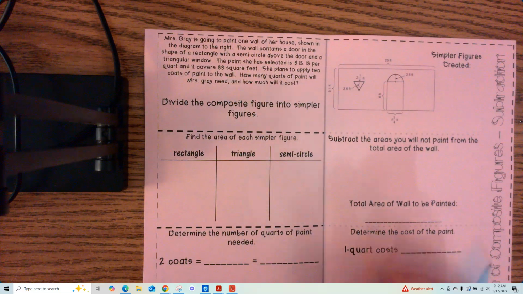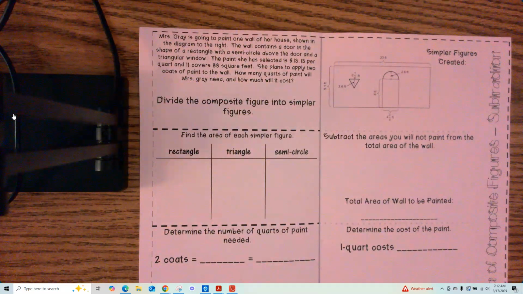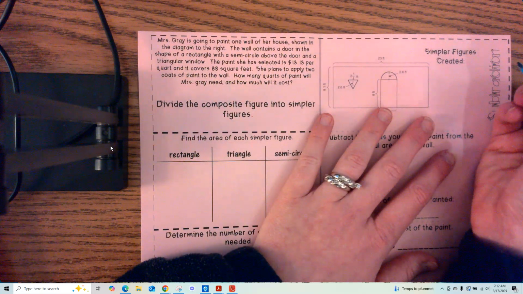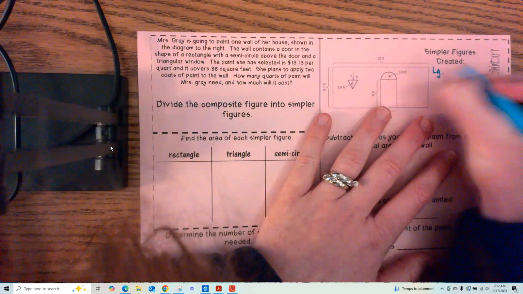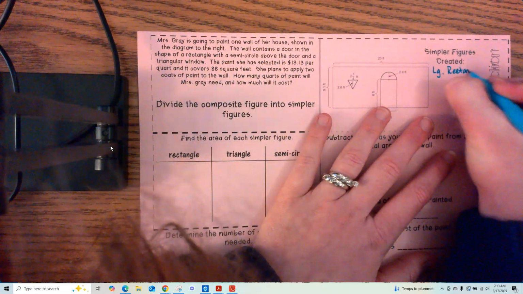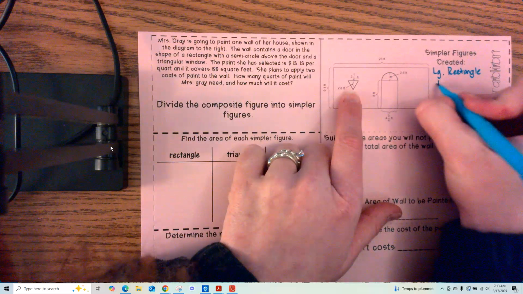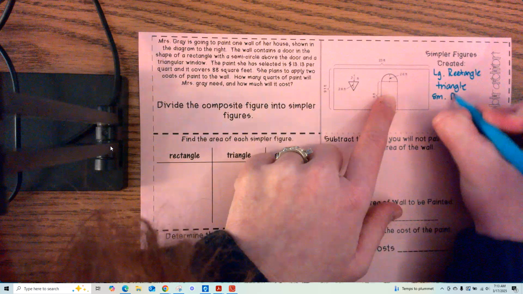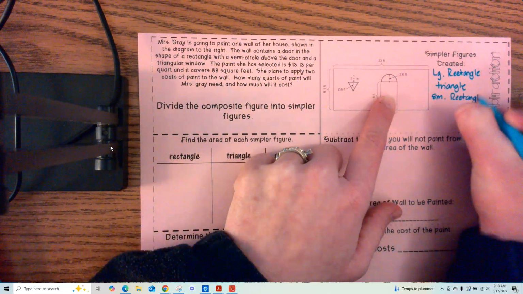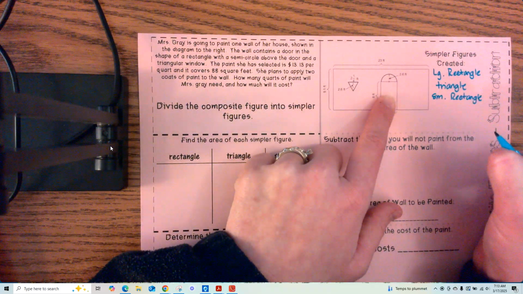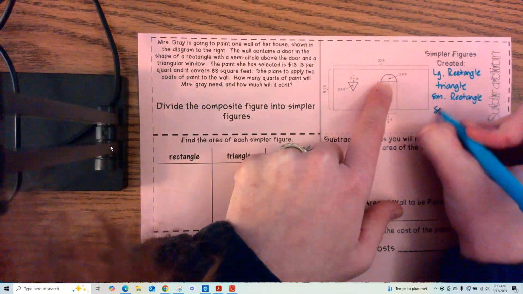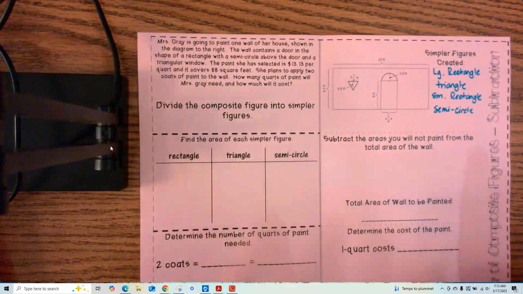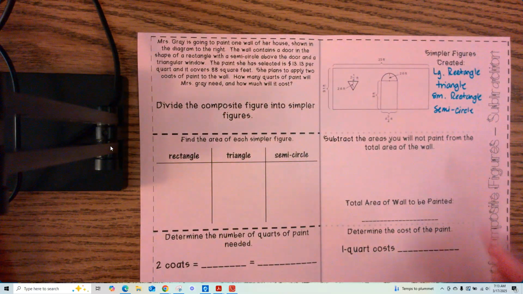So, all of our simple figures, that's what we need to do first. The big shape, the overall shape, is a large rectangle. Then we've got a triangle. We've got a small rectangle. And then we've got the semicircle. Find the area of each simpler figure.